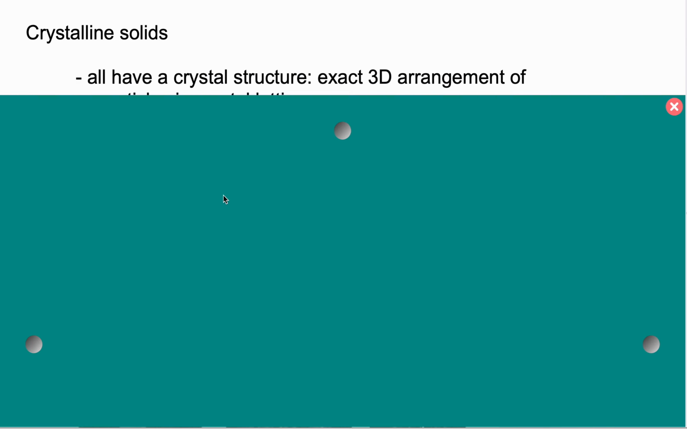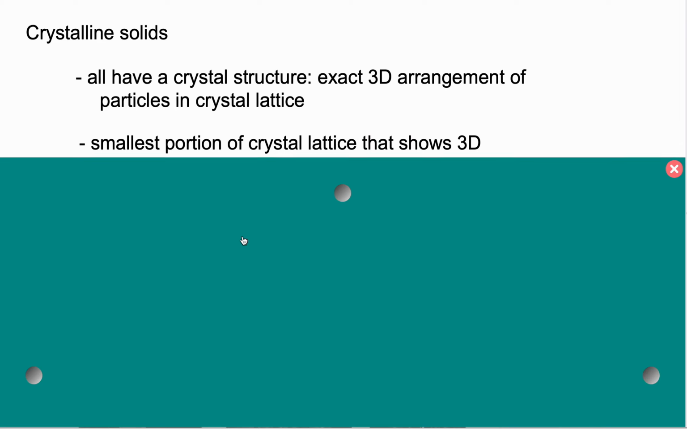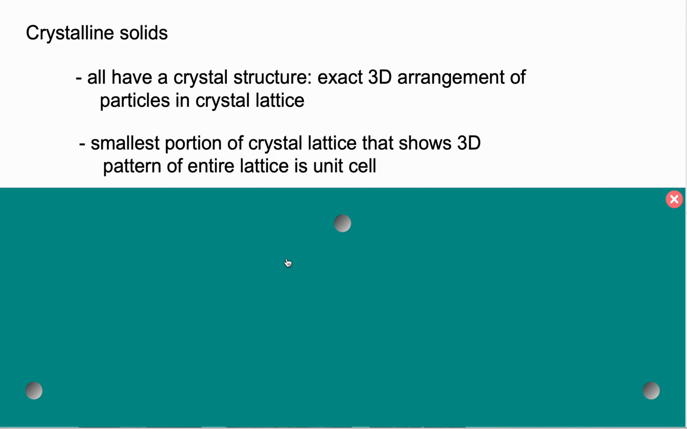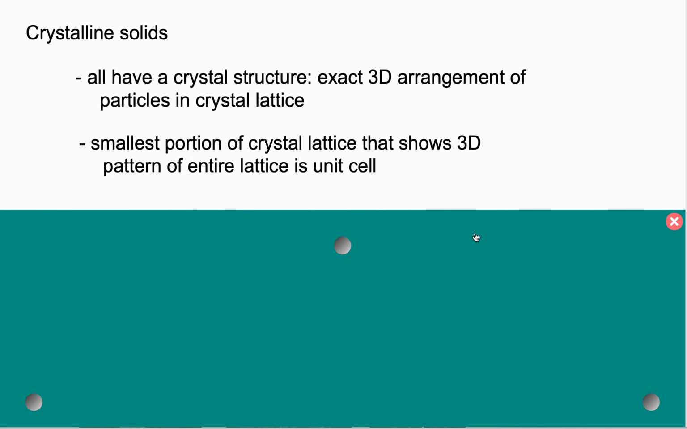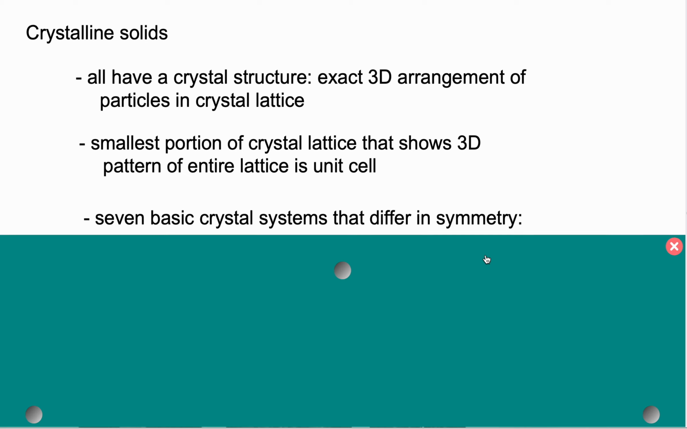Now, to go into a bit more detail, all crystalline solids have a crystal structure, which is the exact three-dimensional arrangement of the particles in a crystal lattice. The smallest portion of a crystal lattice that shows this three-dimensional pattern is called a unit cell. And even though I am not going to hold you accountable for the following information, I'm showing it in the video just because I think it's really cool.